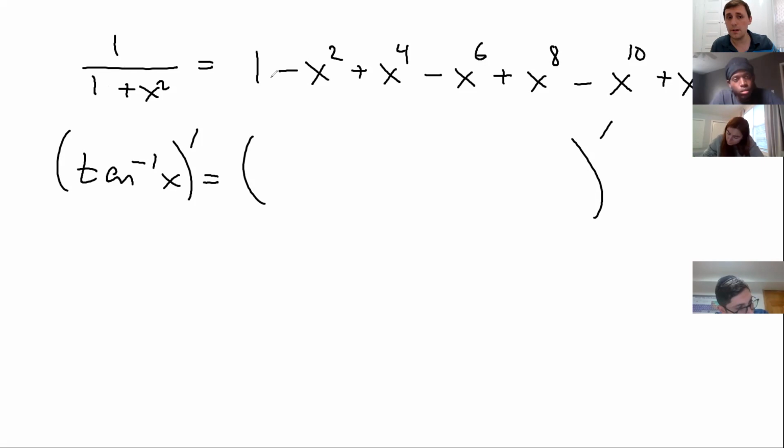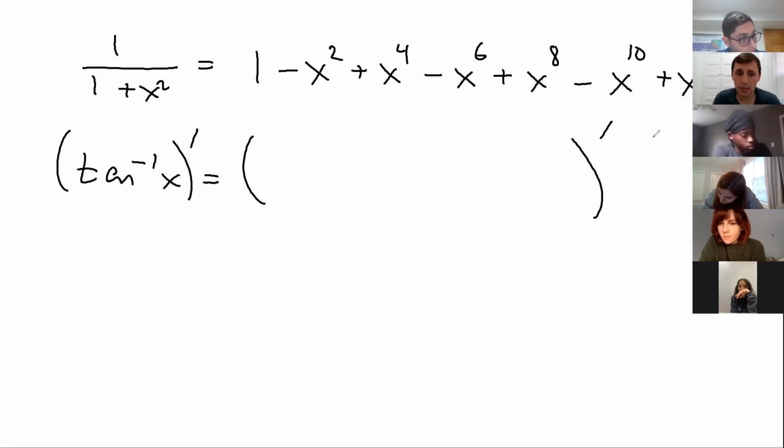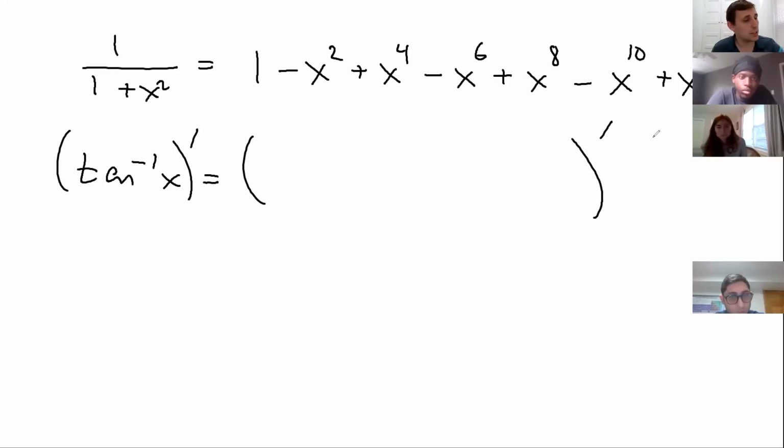Here, the first term is 1. What term was differentiated and created 1? You follow what I'm saying? You think in reverse. What was that term? Can you guess? Exactly, x. The derivative of x will produce 1. So this is x. What would have produced minus x squared?